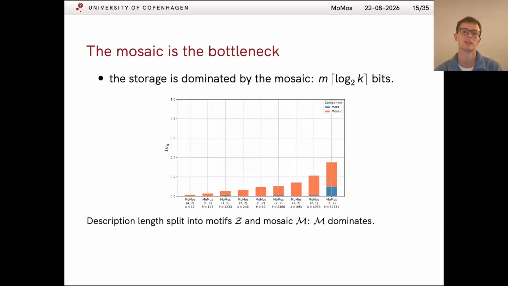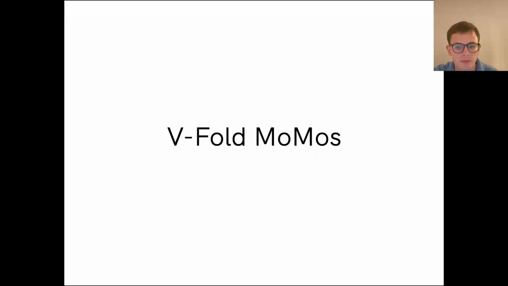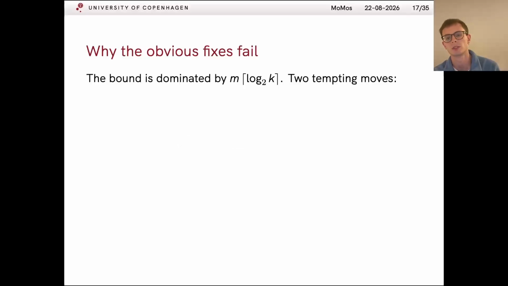Just to provide an overview of the breakdown of the bit consumption, we see that the mosaic dominates the memory of the representation, of the description. Here we can see the motif, but otherwise the blue line, which is the complexity of the motif, we cannot really see it. Therefore, we introduce V-Fold MoMos that tries to compress the mosaic further.